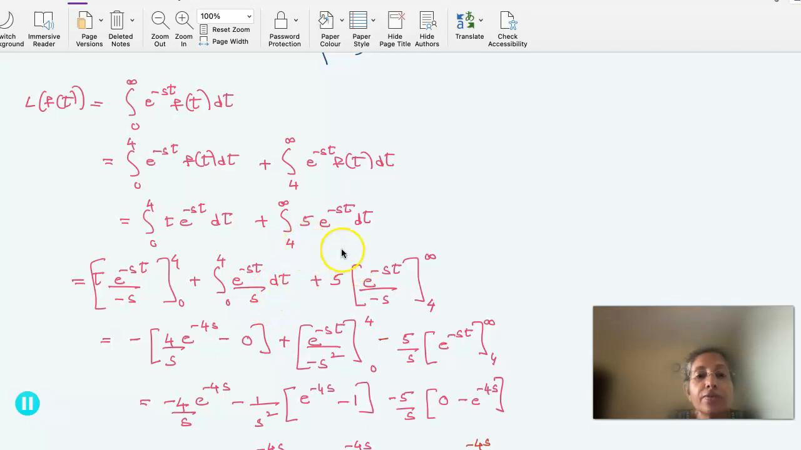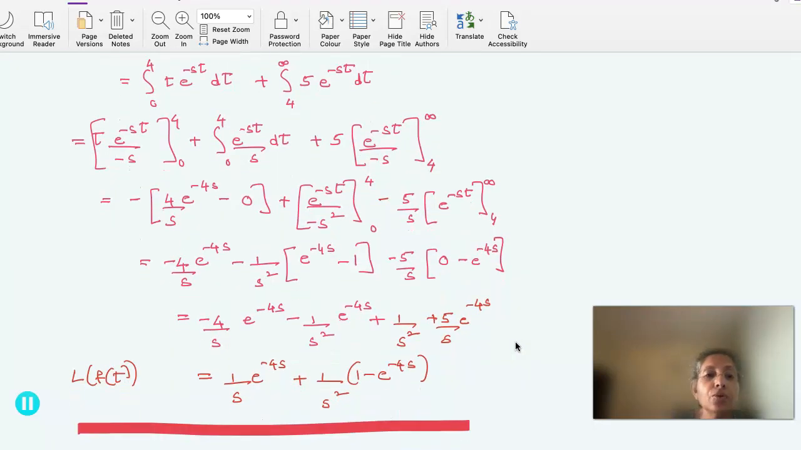Plus you can take out the 5. This is again e raised to minus st by minus s within the limits 4 to infinity. So that will give you, take out the minus sign, minus 4 by s e raised to minus 4s minus 0. Again when you integrate you get e raised to minus st by minus s squared within the limit 0 to 4. You can take out the minus sign here, so you get minus 5 by s e raised to minus st within the limits 4 to infinity. That will give you minus 4 by s e raised to minus 4s. This is minus 1 by s squared e raised to minus 4s minus e raised to 0 is 1.